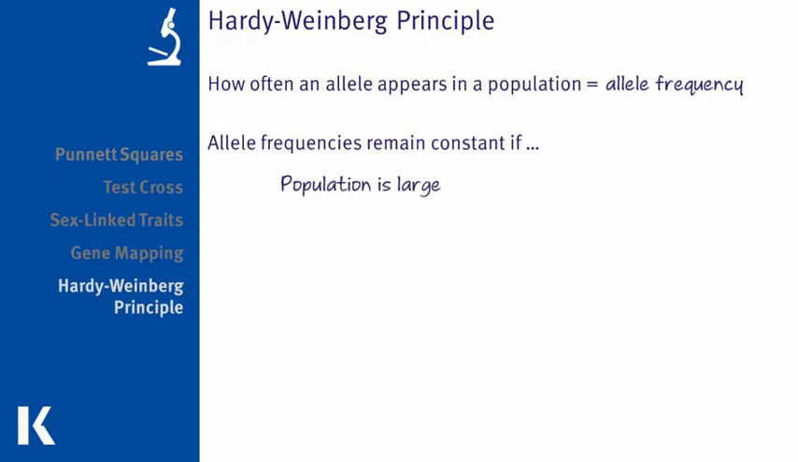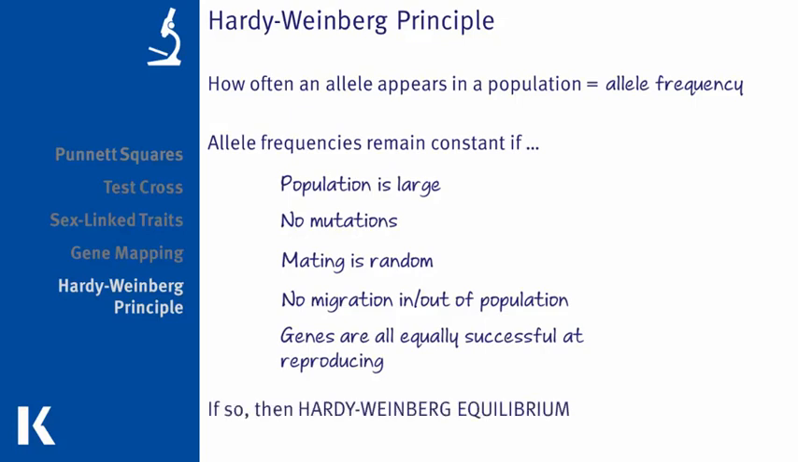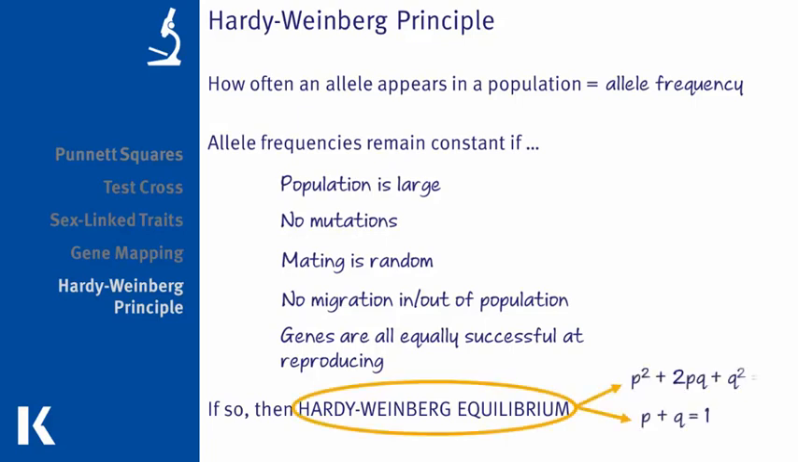The first is that the population must be large, as this eliminates the possibility of genetic drift. Second, no mutations are occurring that affect the gene pool. Third, mating in this population is random, and individuals are not bred to create specific genotypes. Fourth, new individuals with different alleles are not migrating into the population, and individuals within the population are not leaving. And finally, each gene has the same chance of reproducing, eliminating natural selection. If all of these criteria are met, the population is said to be in Hardy-Weinberg equilibrium. This equilibrium is associated with 2 equations, which we will investigate in detail on the next screen.